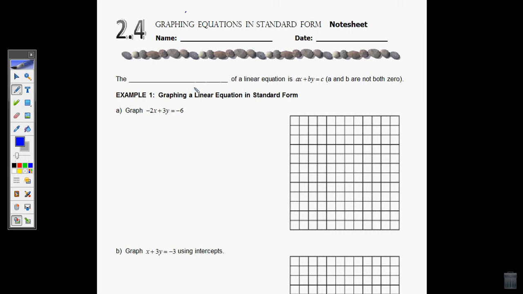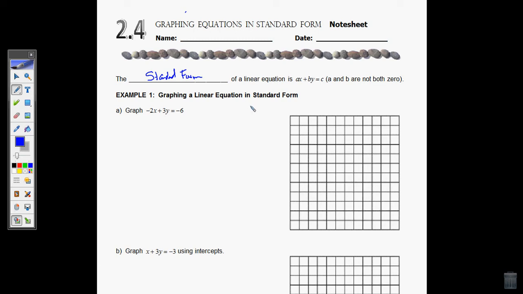The standard form of a linear equation is ax plus by equals c, and a and b are both not 0. This right here, ax plus by equals c, is standard form. And how do we actually go about graphing an equation that's written in this form?